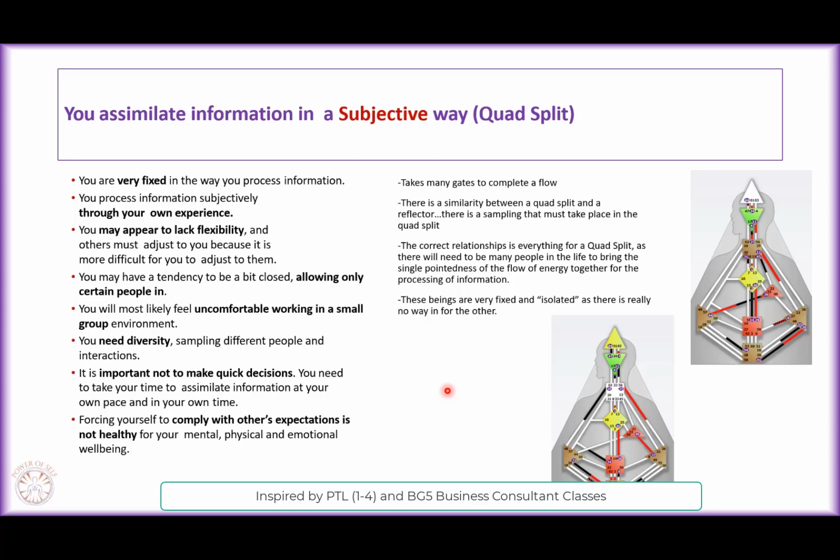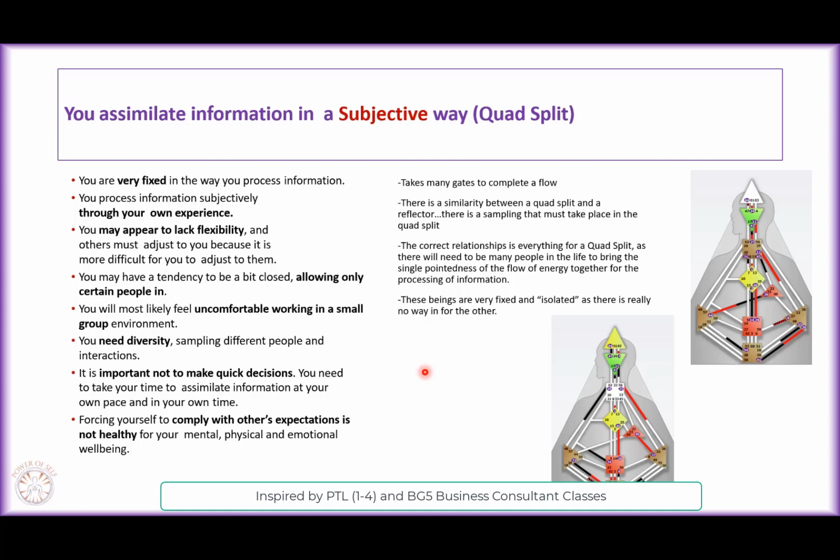That is so important. So it takes many gates to complete this flow, and there is a similarity between quad split and the reflector. There is this sampling that must take place in the quad split, as well as with our reflectors, and you guys will learn that as well. When you are a triple split, quad split, or a split definition, sampling other people is so important. And I mean their energy field.